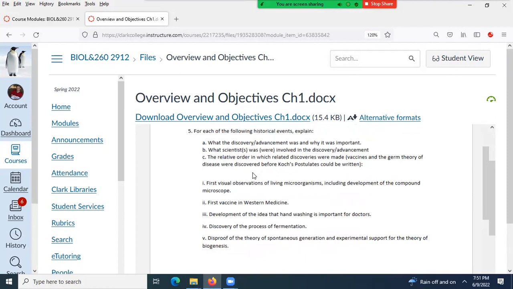I've already talked about historical things. You should know about the first vaccine in Western medicine, the development of the vaccine to prevent smallpox. And generally that was vaccinia, which is where we get the term vaccine, but it protects against smallpox from using cowpox.